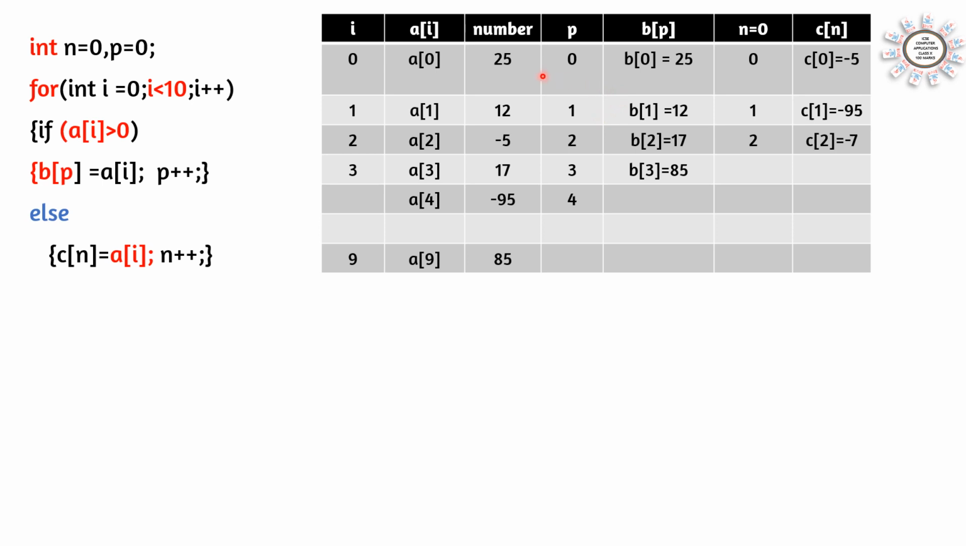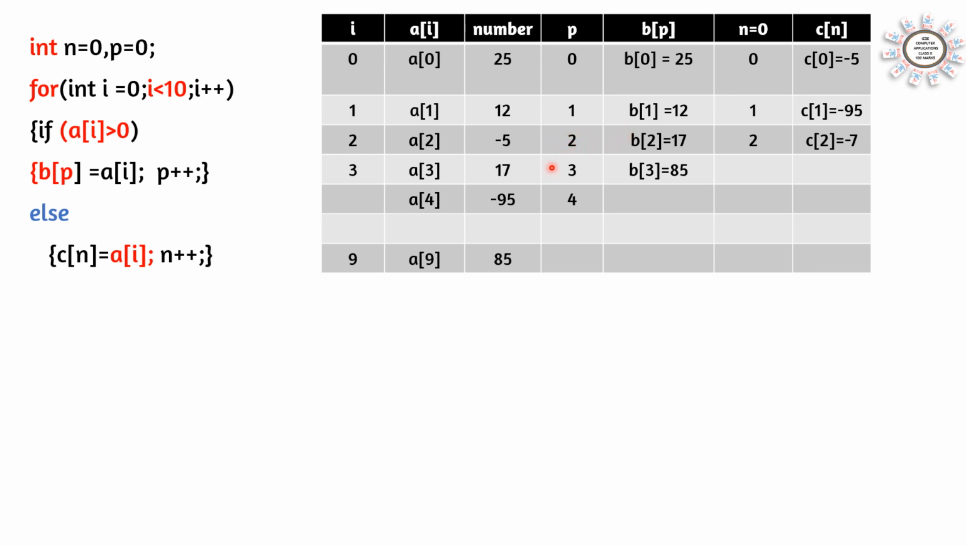So here we can check the example A of I. A0 is greater than 0. That means in B0 the number will be stored. And now the next number, and P has become 1. Next number is 12. 12 is also greater than 0. Then B of P, P has become 1 now. That means in B1 that number 12 will be stored. And now we are checking the third number. It is a negative number. The condition is false, so it will not be stored in array B.